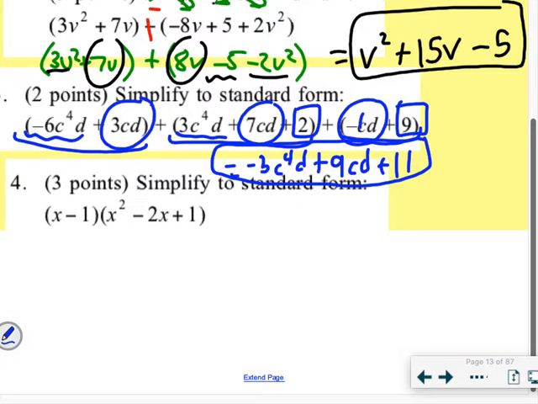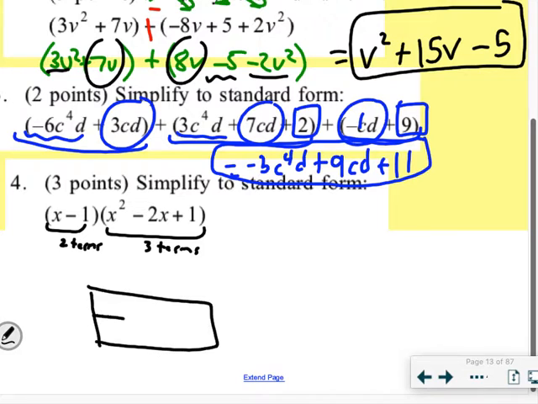And then the last basic one is multiplying. In this case, we have a binomial, which is two terms, and a trinomial, which is three terms. So what I like to do is I like to use a box to visualize this. I need a 2x3 box. The 2 for the two terms, the x and the negative 1, and don't forget to put that negative with the 1, and then the 3 terms for the x squared, the negative 2x, and the 1.